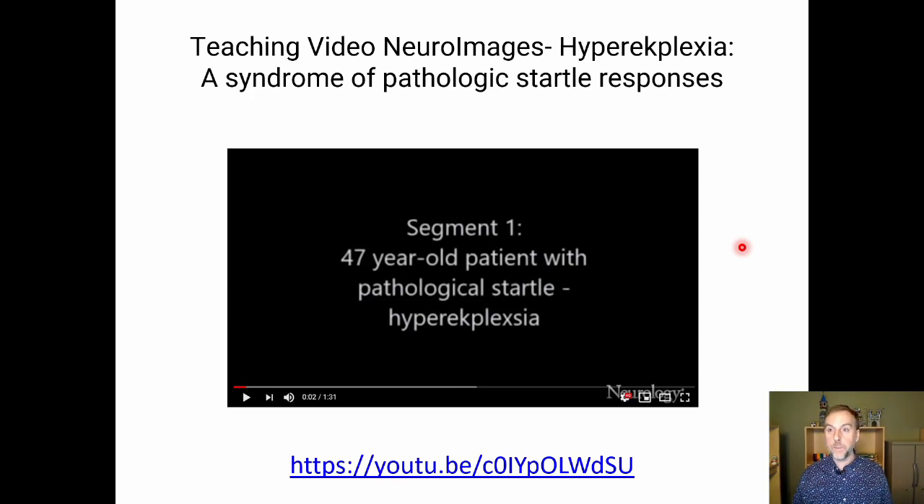The condition is called hyperekplexia, and it occurs from a genetic mutation that affects the neurotransmitter glycine, which is an inhibitor in the central nervous system. So if you don't have enough of it, parts of your nervous system that control the startle reflex can be overactive. So take a look at this video of an individual with hyperekplexia being tested.